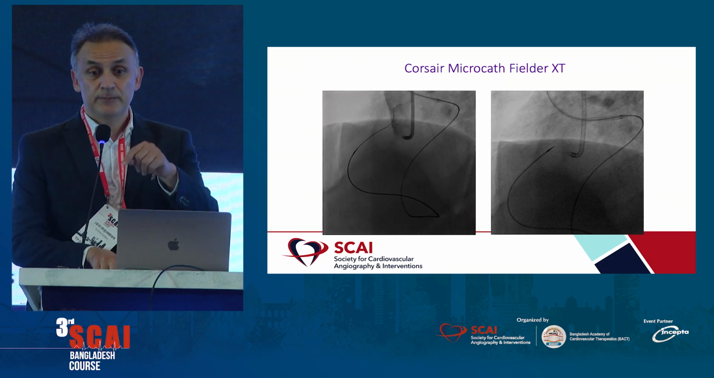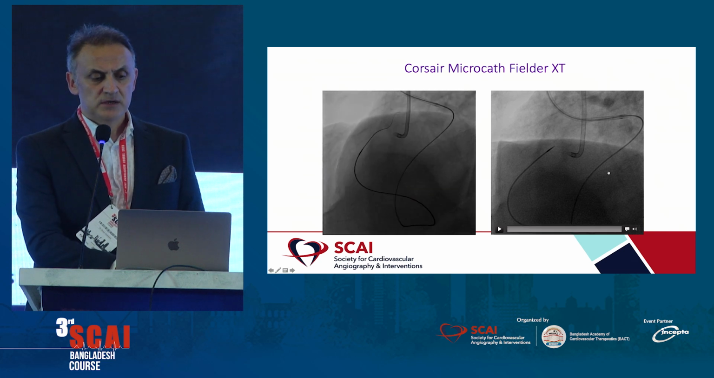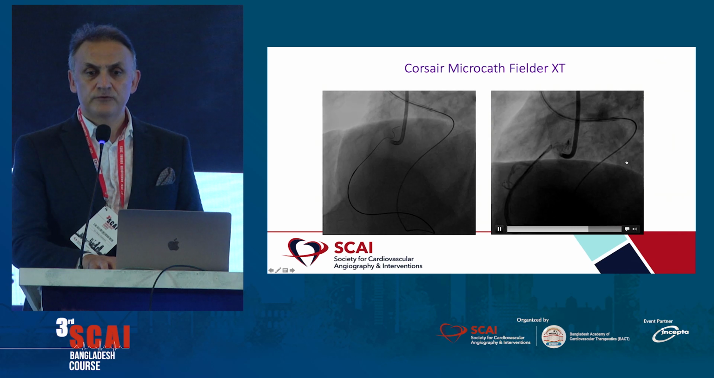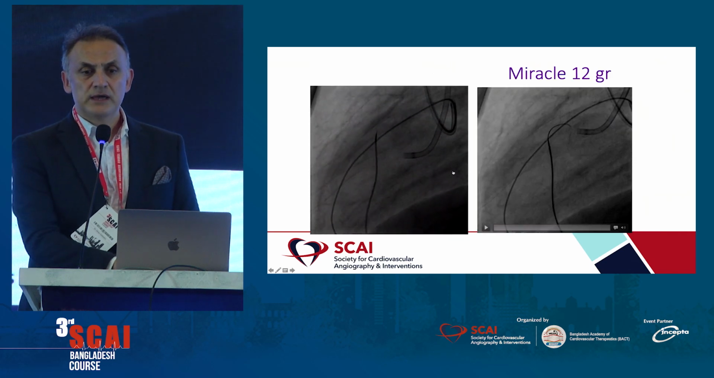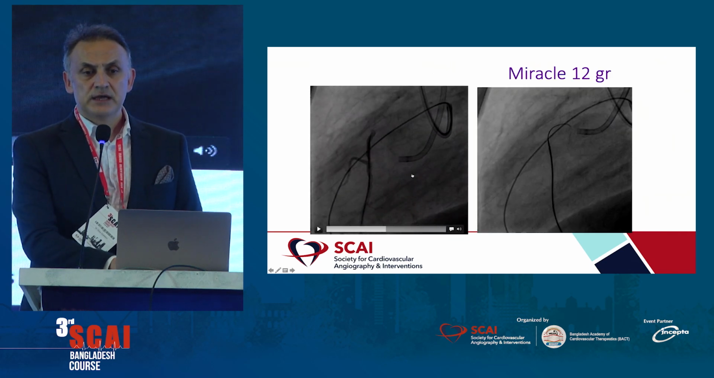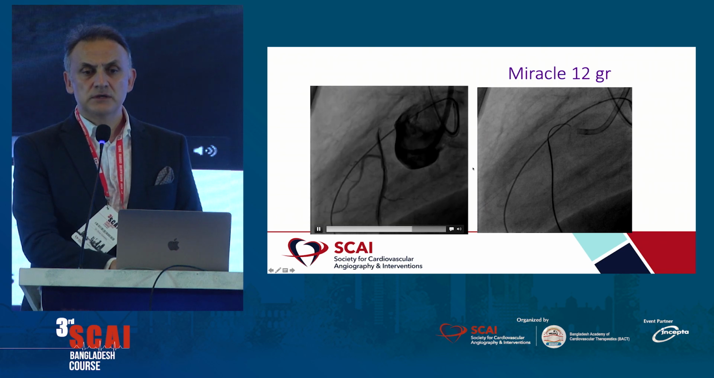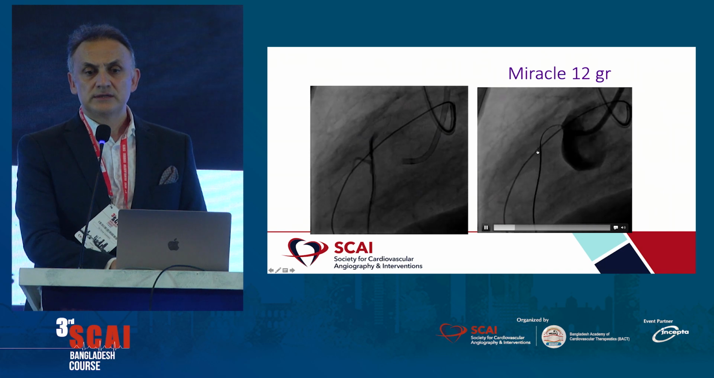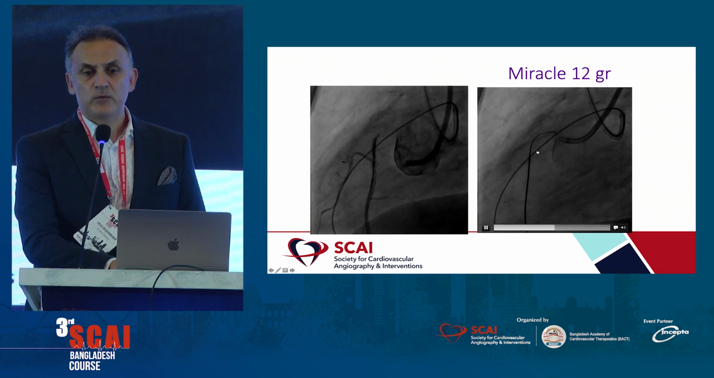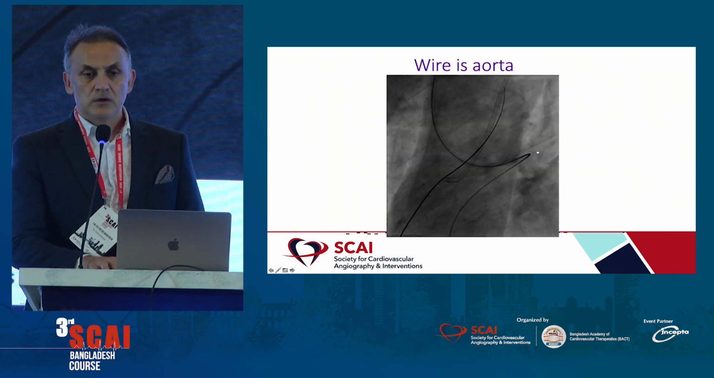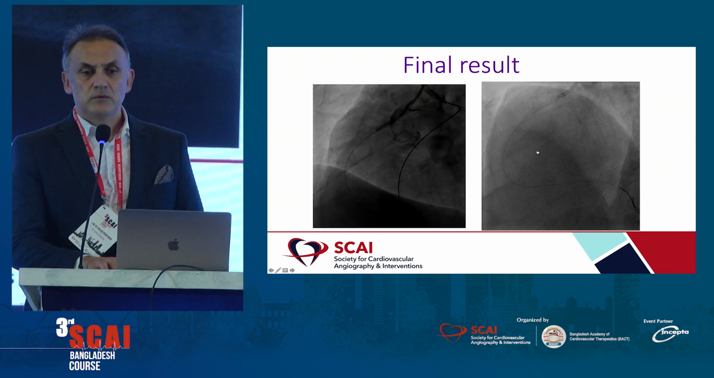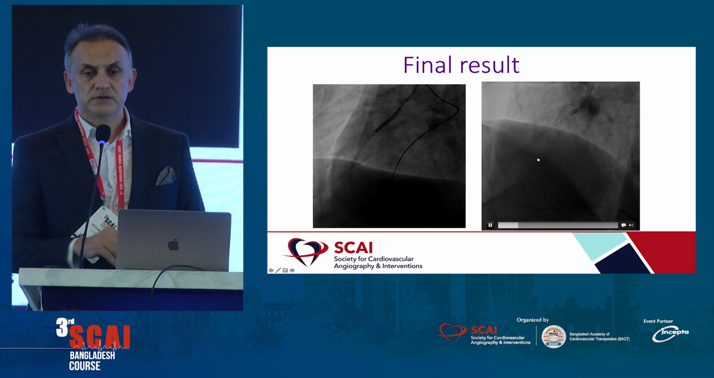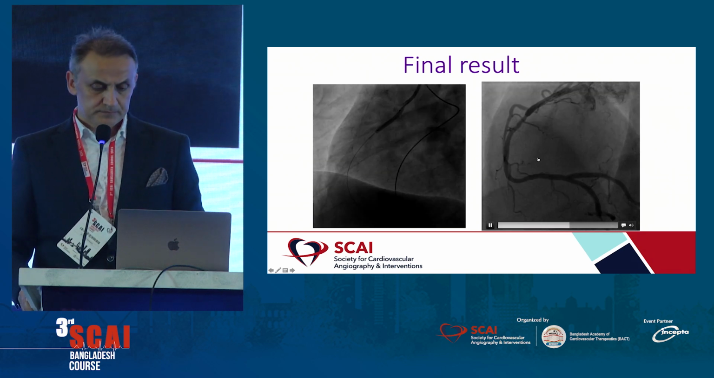There was a channel up to here. And then we did a tip injection through the Corsair, and we saw how long it is. And then we used here Miracle 12. Miracle 12 easily punctured the distal cap and proximal cap and went to the aorta, and we wired it, we snared it, and this is the final result after one stent.